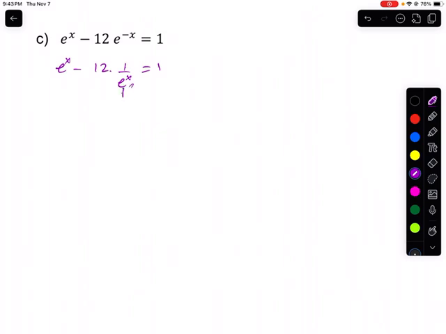Well, we don't like this thing sitting at the bottom, so we multiply the whole equation by e to the x. When you do that, you get e to the x times e to the x, which gives me e to the 2x. Then when you multiply e to the x with the middle term, I get negative 12, because these cancel each other, and equal to e to the x. Oh, well, now it is in the quadratic form.